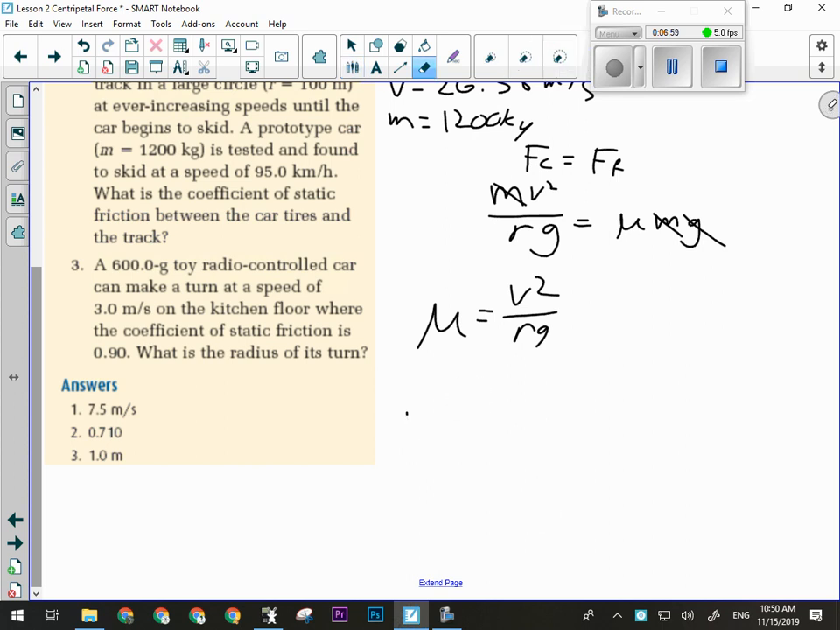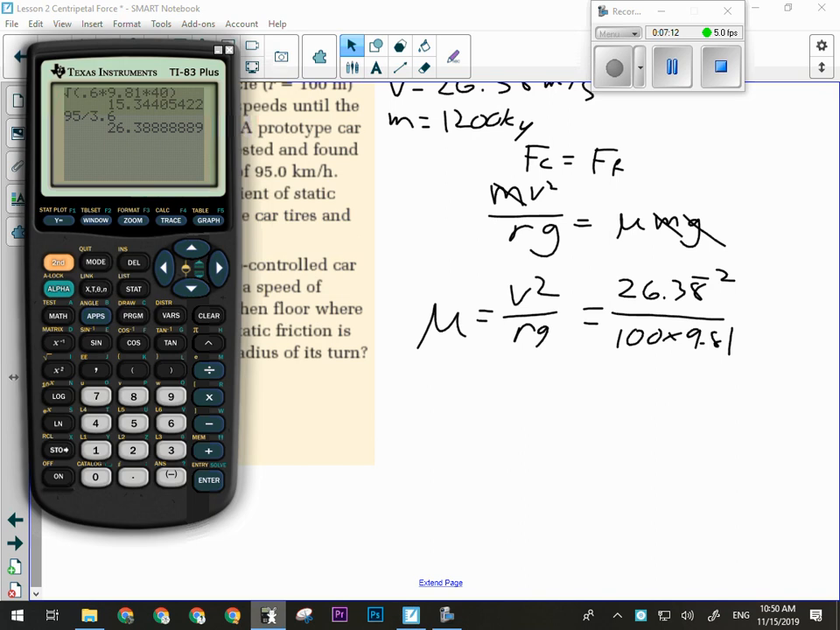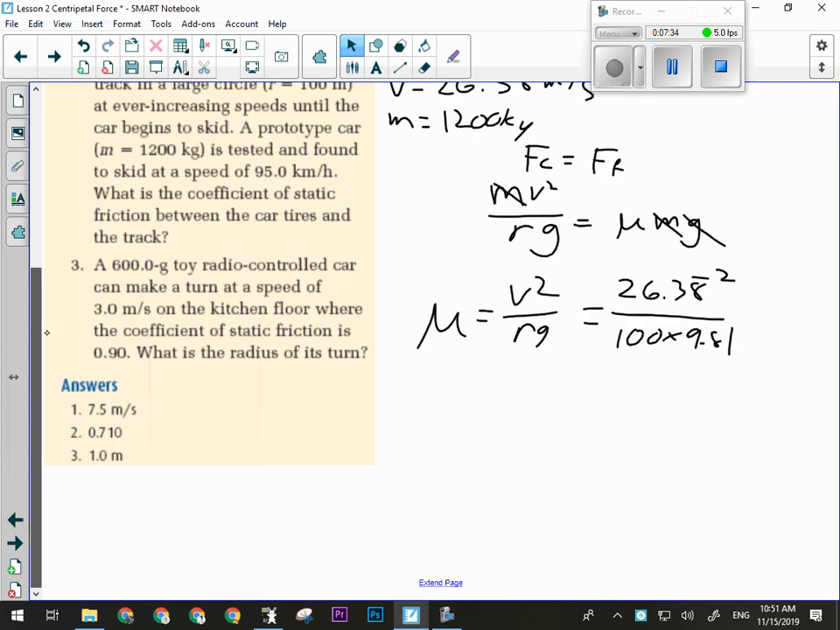All right, so back to this question here. I just have to plug in my numbers, so that'll be 26.38 repeating squared divided by 100 times 9.81. Squared divided by 981. So we're looking at a coefficient of friction of 0.710 because we have 3 significant figures here. Everybody all right with that?